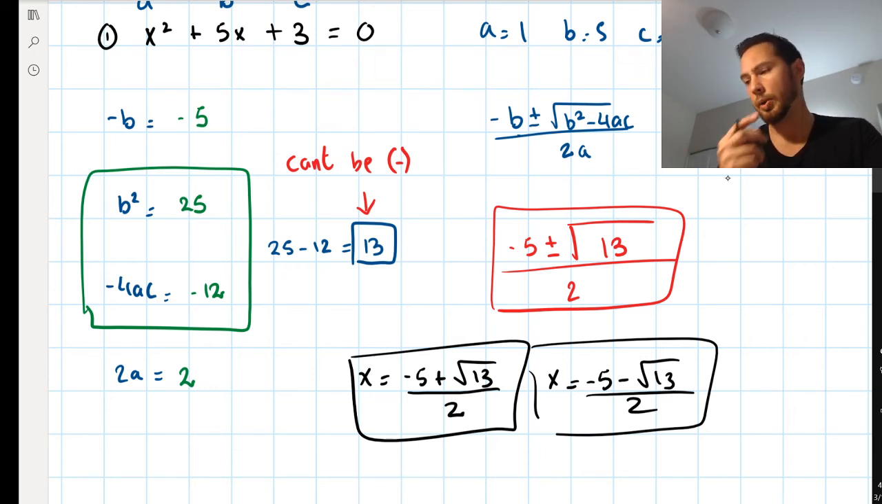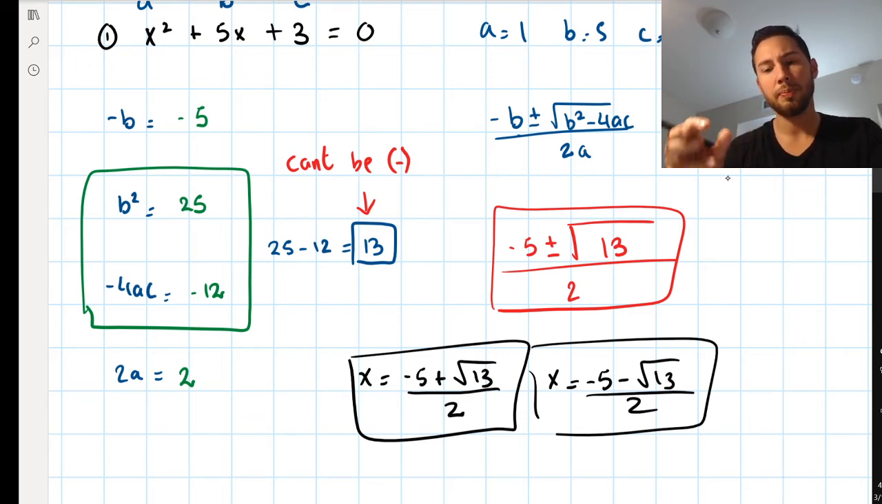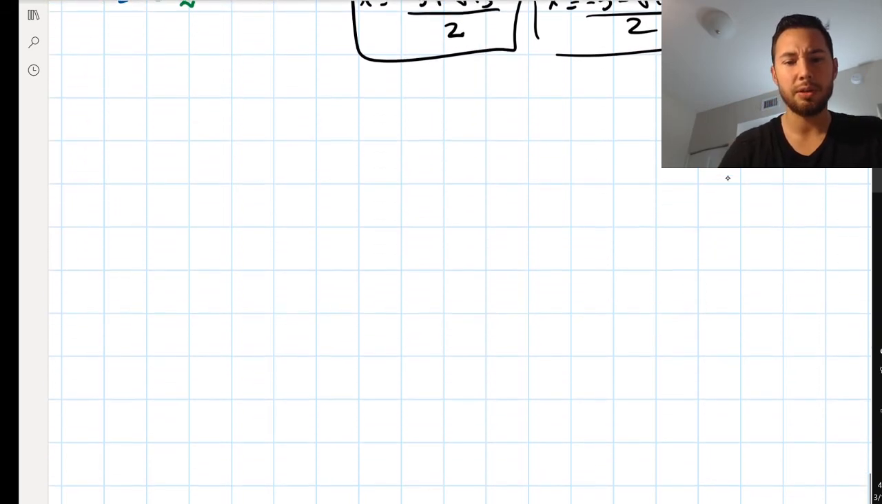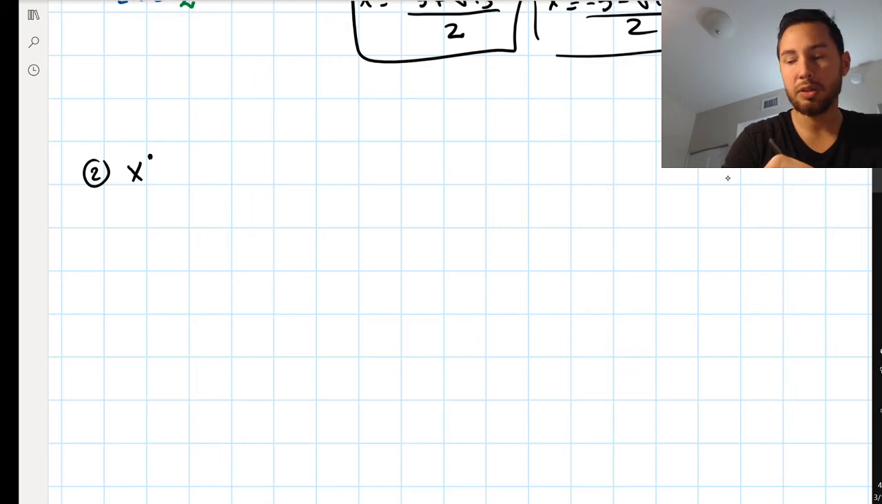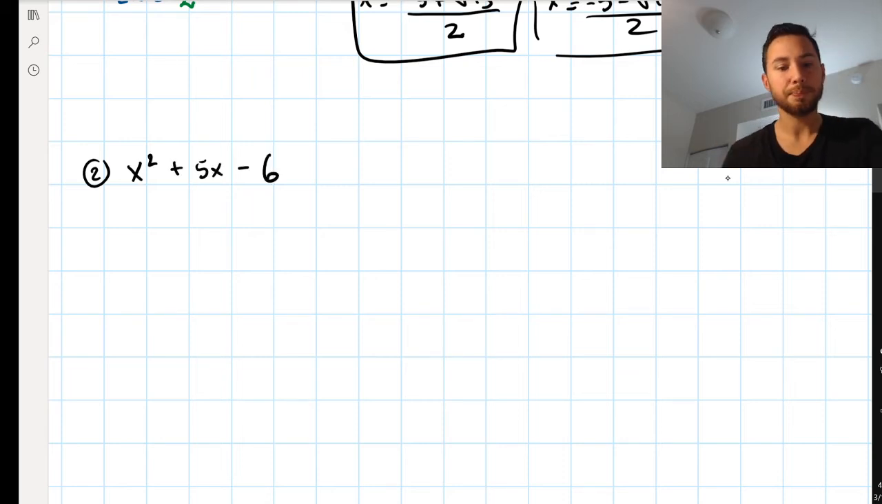Let's say that I had an equation that I could factor, but I just choose not to. I like the way this equation works, and I want to go ahead and use it, and I want to get good at it. So even though I know the next one is factorable, I'm just going to plug everything inside of the equation. So let's say number 2 is x squared plus 5x minus 6.